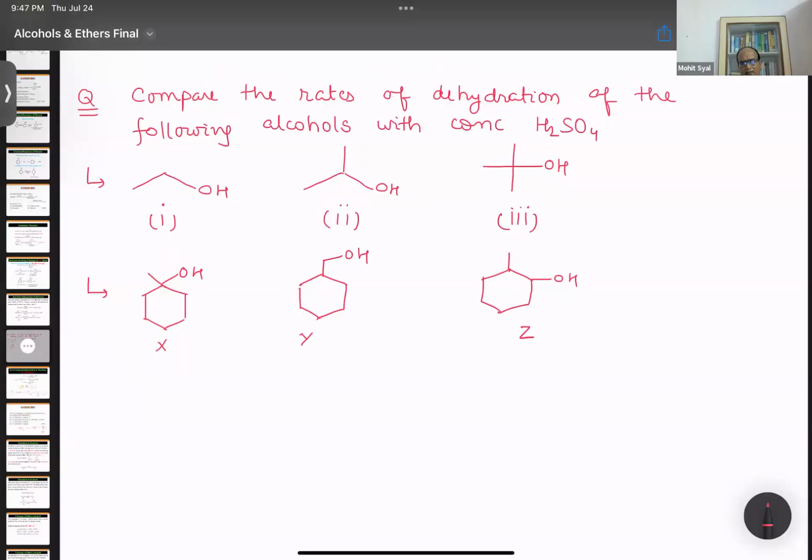Yeah, Jovita, Jasleen, Ibrahim, what is the rate of dehydration of this? This is quite easy and you should answer this. Okay, then the next, and this is just the revision of that concept of dehydration. Then you can start solving the next part.